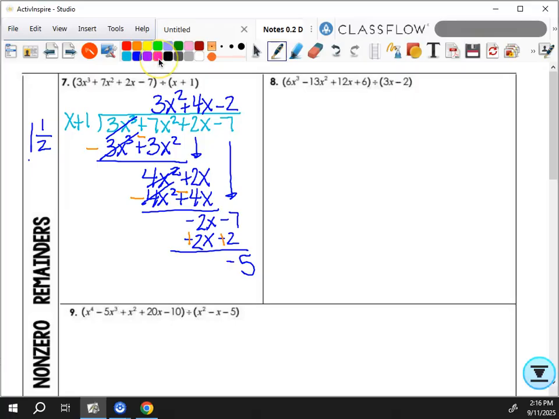So when I write this out, I'm going to have what I ended up with up there, 3x squared plus 4x minus 2, then plus, I don't care if your remainder is positive or negative. I'll explain why in just a second. Just like here, you're adding the remainder. Your remainder is -5, and that's over x plus 1.